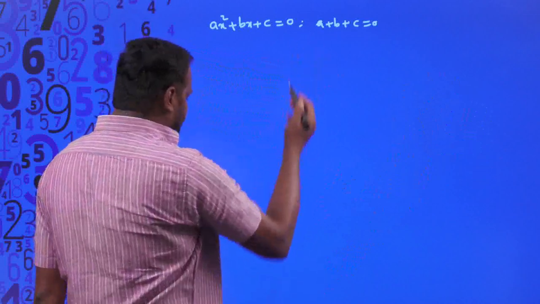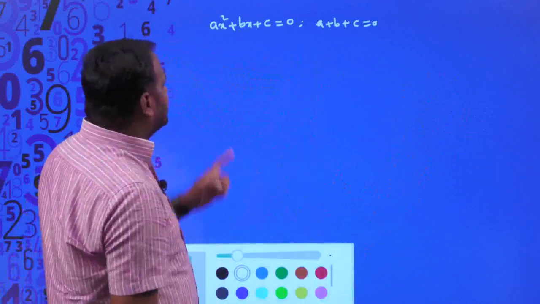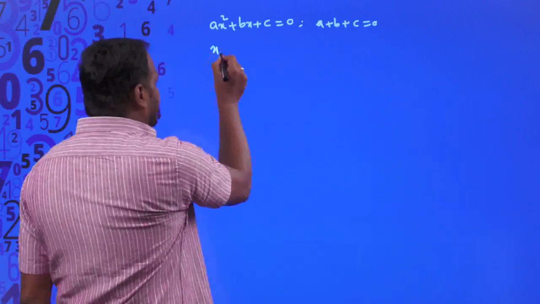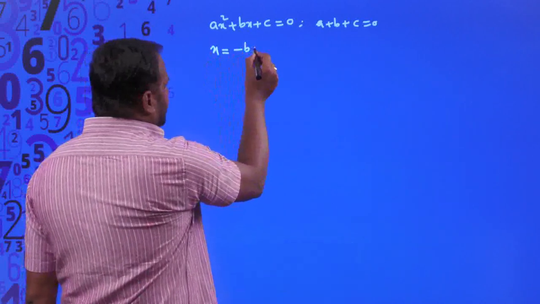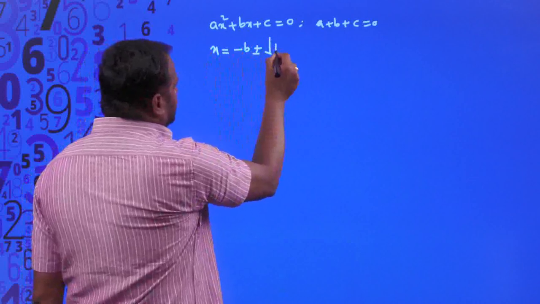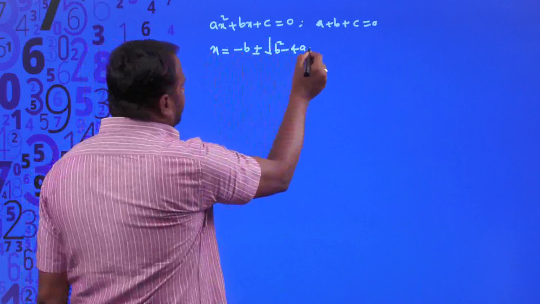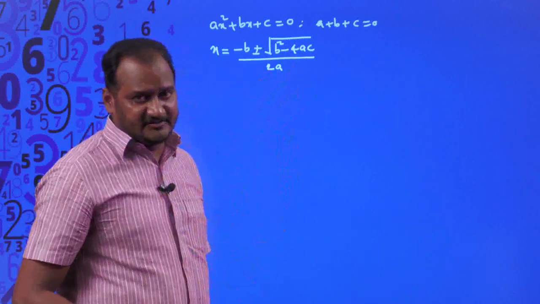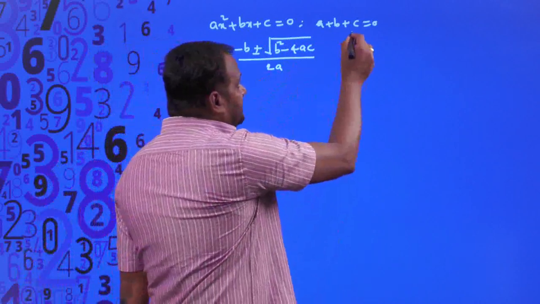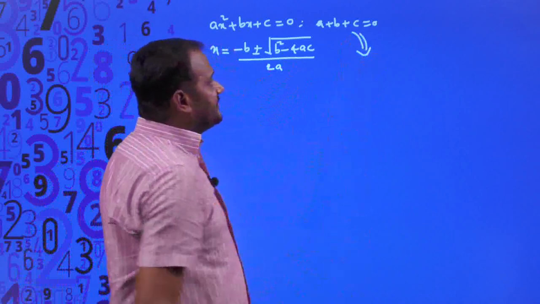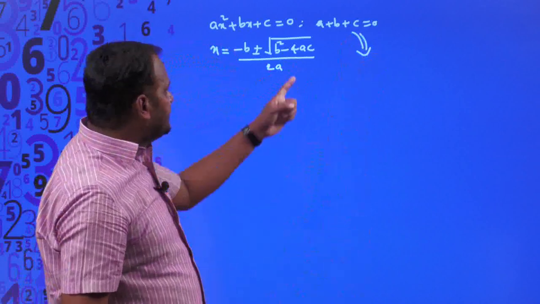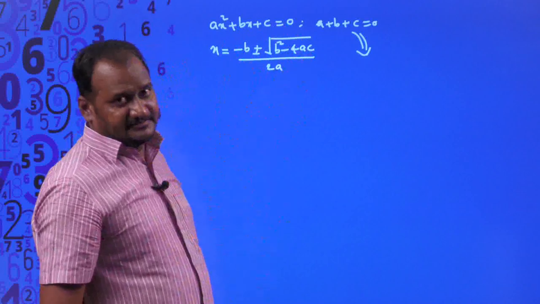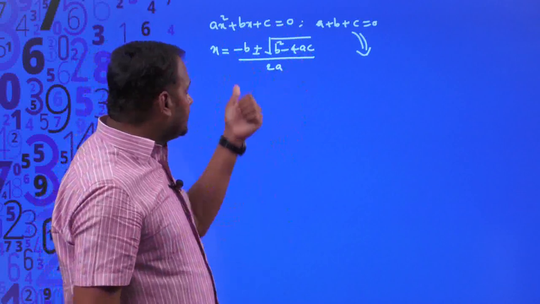When a plus b plus c is equal to 0, first of all, what is the formula for the roots of ax square plus bx plus c equal to 0? That is, x is equal to minus b plus or minus square root of b square minus 4ac, whole divided by 2a. Just now, we derived this formula. Provided a plus b plus c is equal to 0, see, once you observe in this formula, a and c are together, but the only term alone is b.